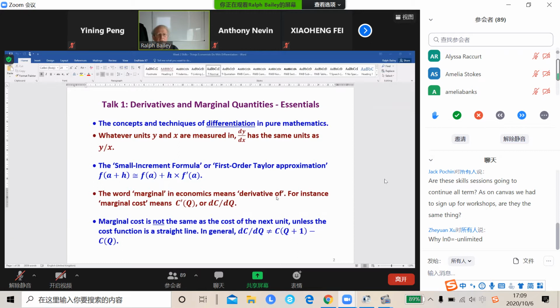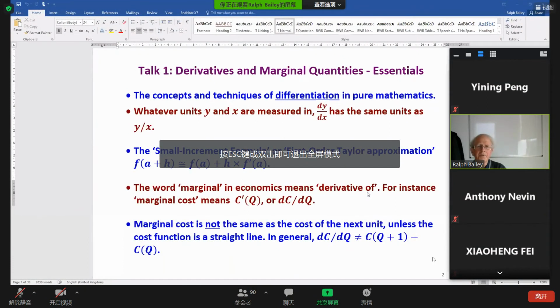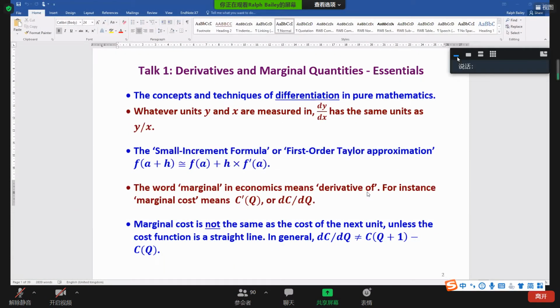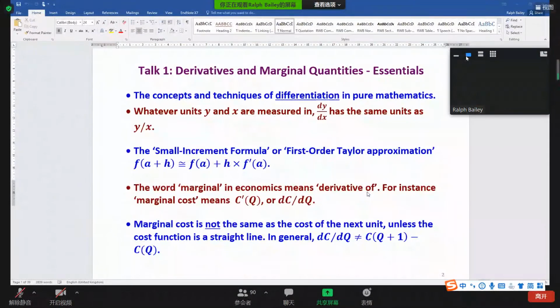The third thing, the small increment formula, tells us how you can take information about a function at a point, its value and its slope, to work out the value at nearby points, to get an approximation to the value of f of a plus h. That doesn't sound too exciting to start with, but we'll see it has exciting applications.